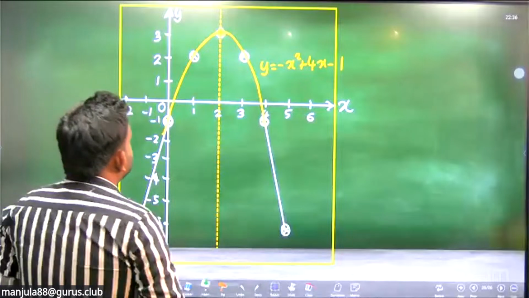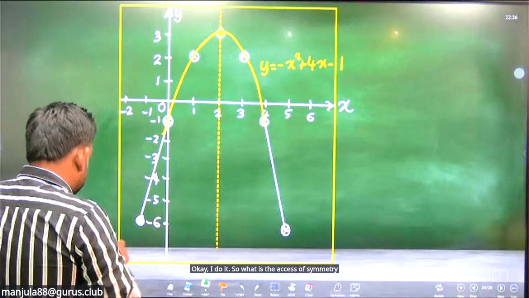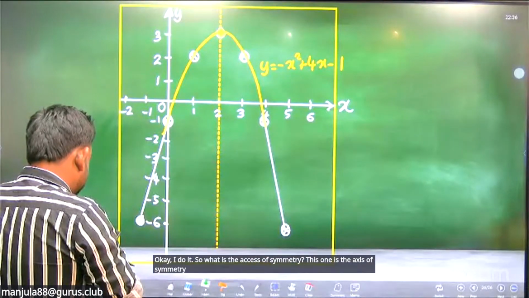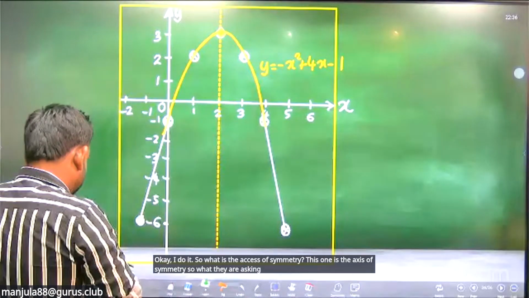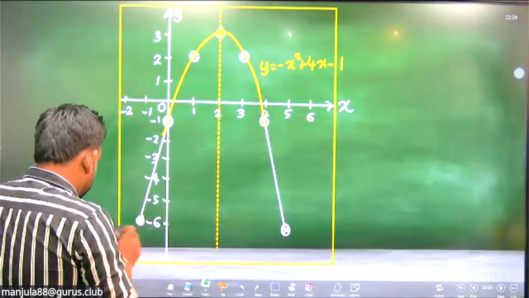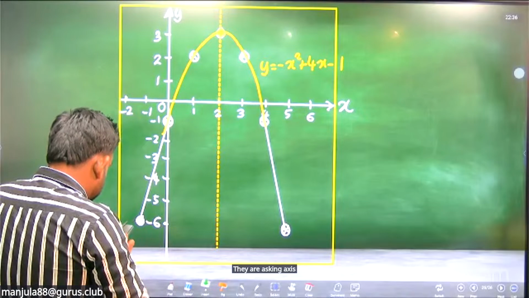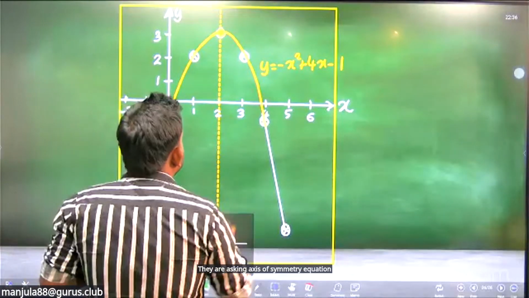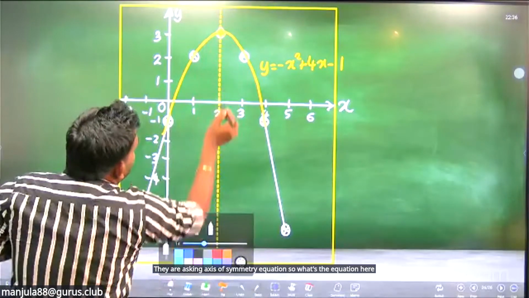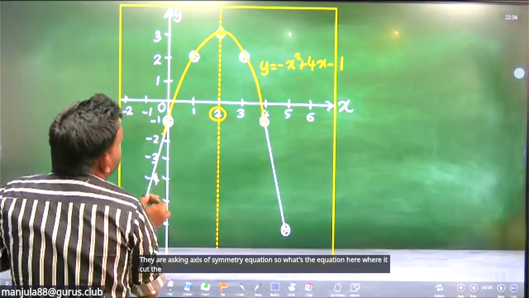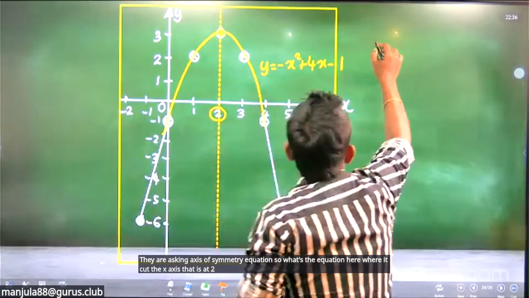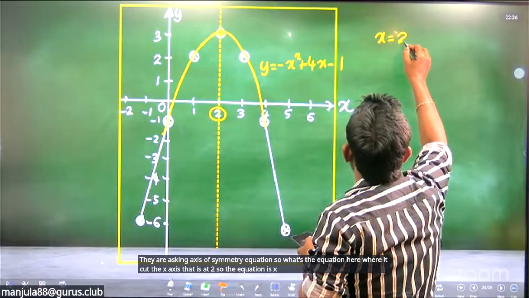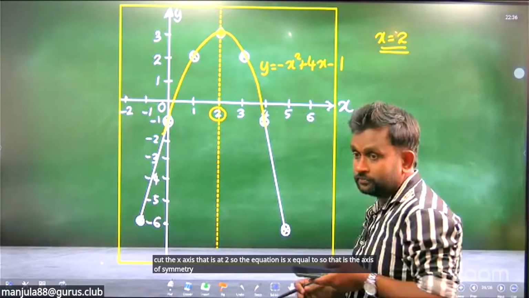So what is the axis of symmetry? This one is the axis of symmetry. What they are asking is the axis of symmetry equation. So what's the equation here? Where it cuts the x-axis, that is at 2. So the equation is x equals 2. That is the axis of symmetry equation.